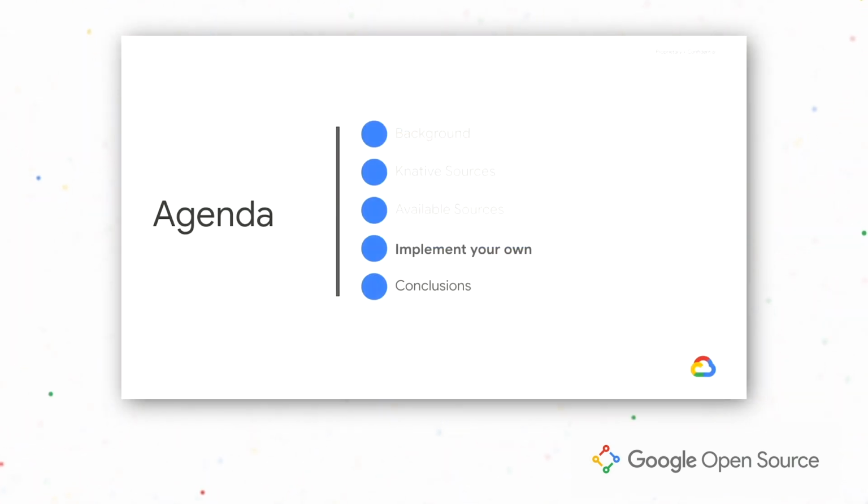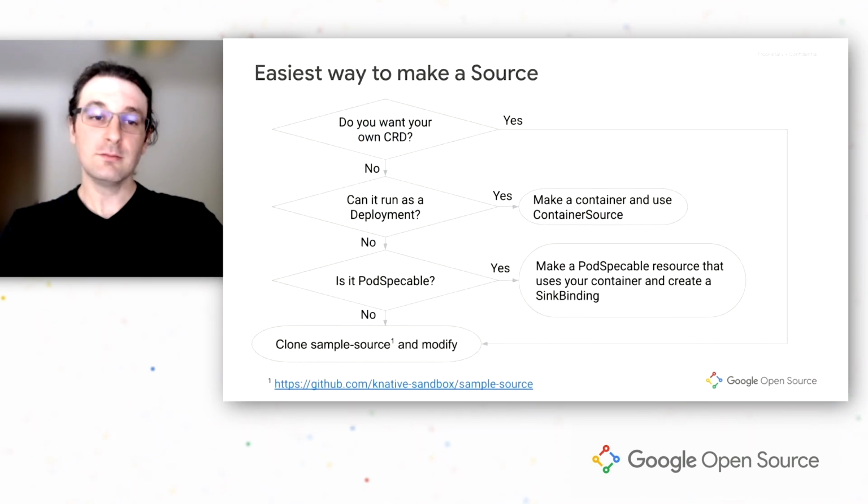Now that we've looked at some of the available sources, what if there's a source that you need that doesn't yet exist? Let's talk about implementing your own. This is the kind of flowchart we think through whenever we think about creating a new source. The first and most important question is, do you want to make your own CRD? This makes it much easier for users to use your source, but also increases the complexity of building everything. If you make your own CRD, you do need to understand more about Kubernetes and the Kubernetes event model.